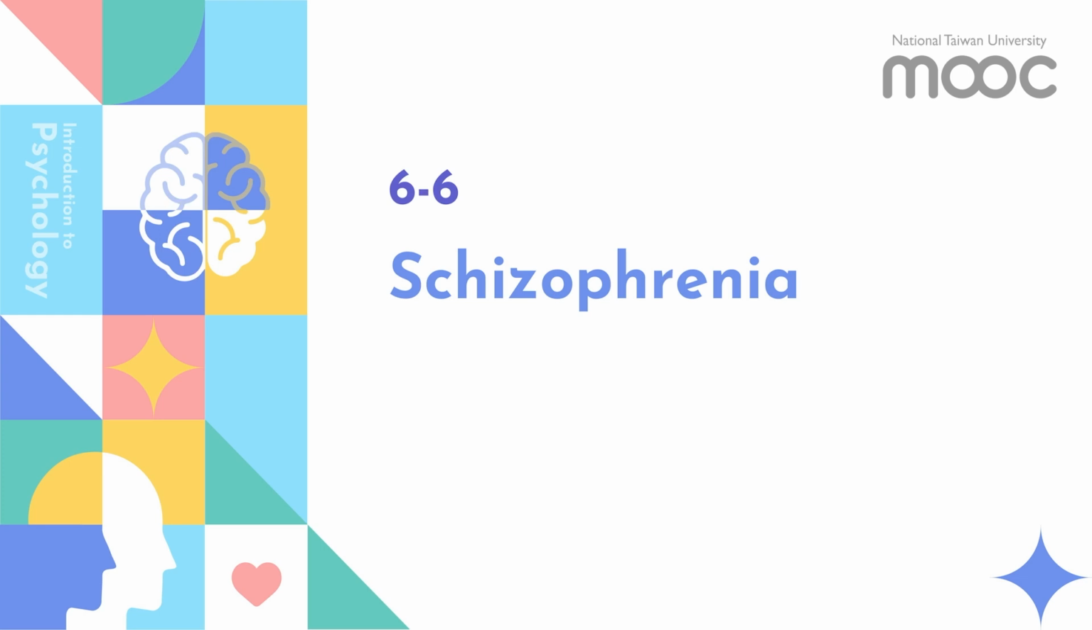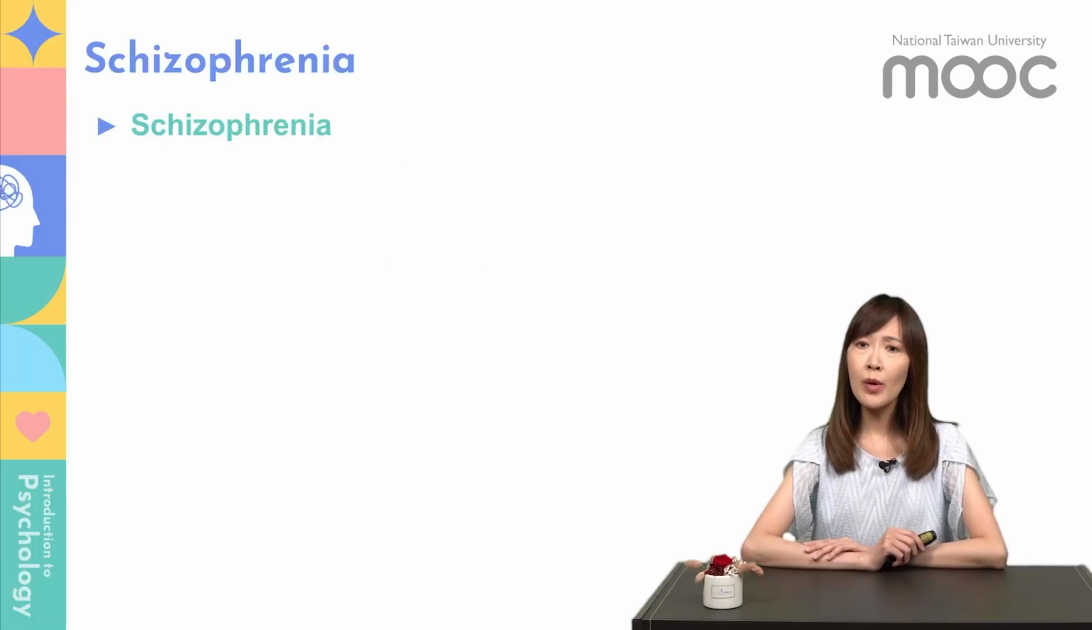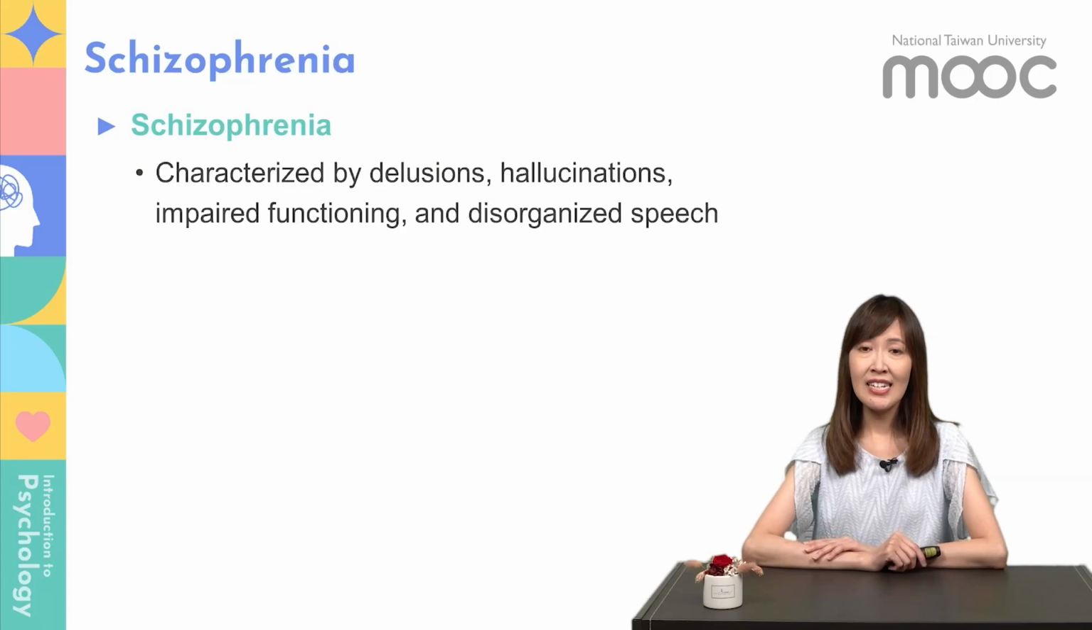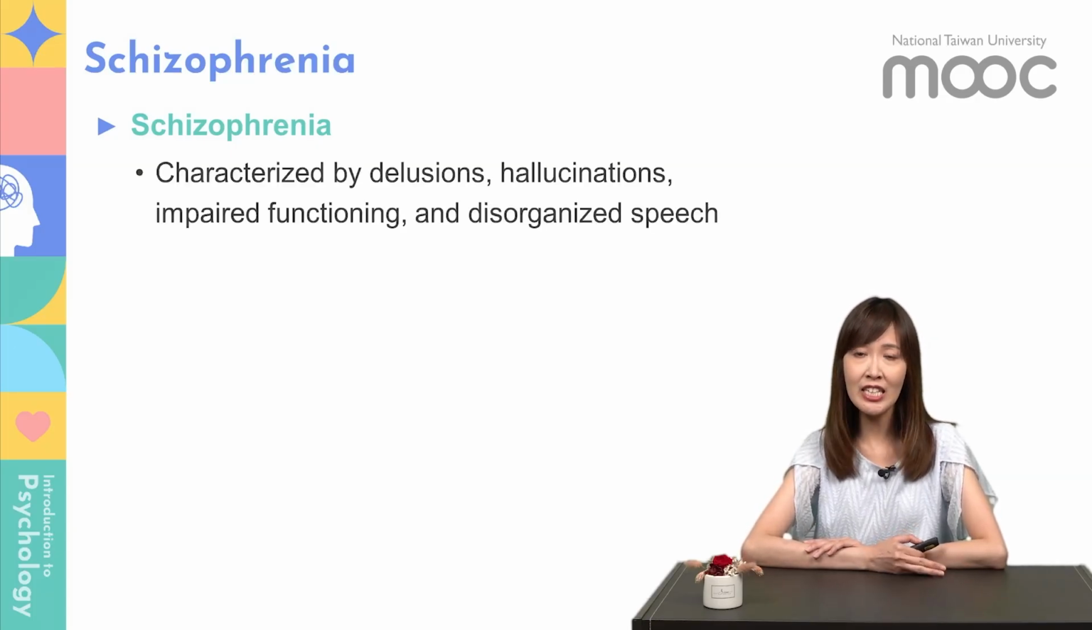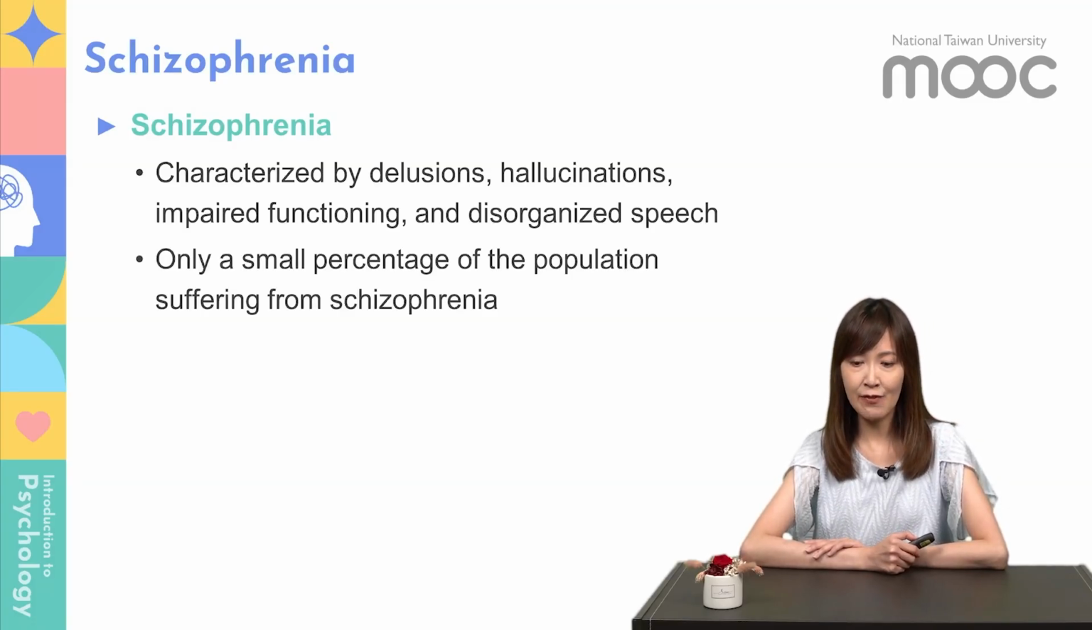The next category we're going to look at is schizophrenia. So what is schizophrenia? It's characterized by several features such as delusions, hallucinations, also the impaired functioning or disorganized speech. Although we can see many cases of schizophrenia in movies or in news, we should note that the prevalence rate is actually pretty low compared with the other psychological disorders.